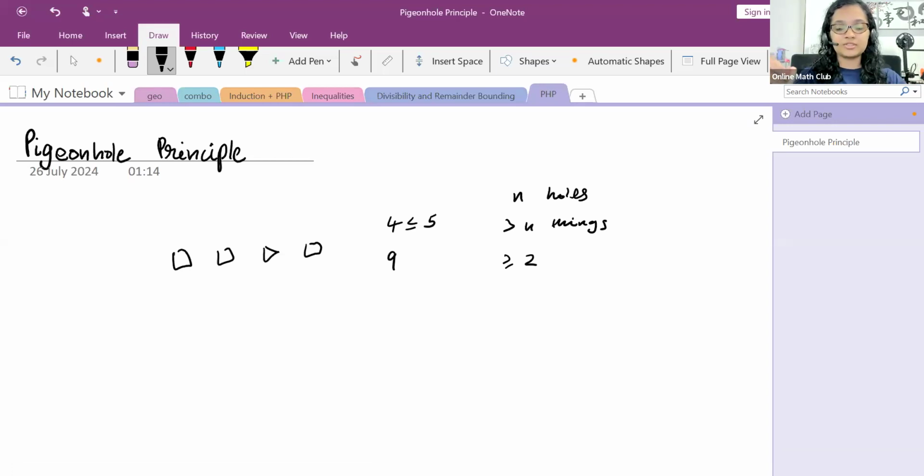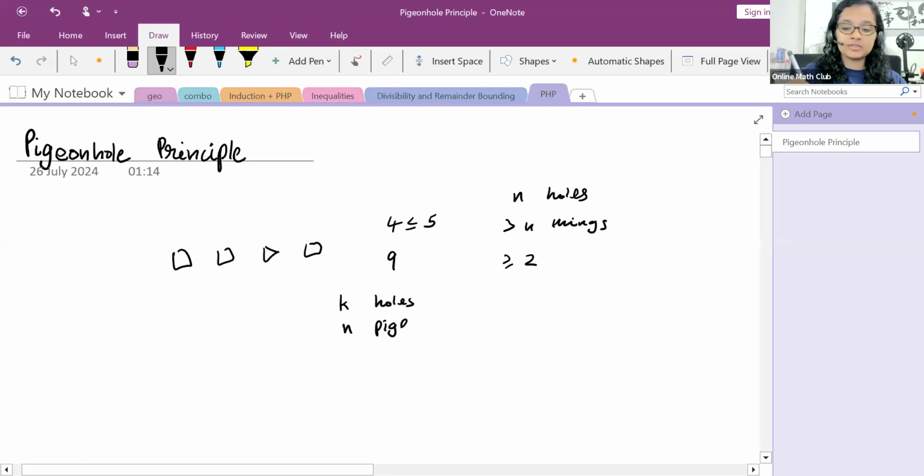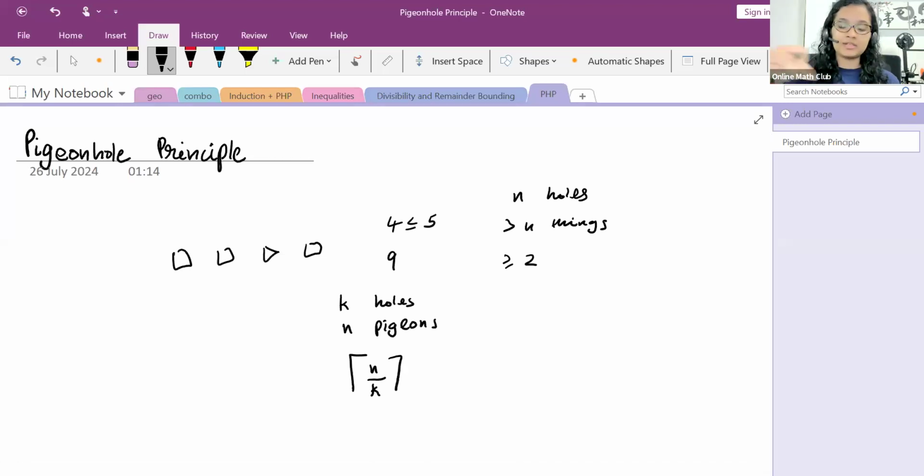The generalized form says that if you have k holes and n pigeons or things, then some hole will have at least the ceiling function of n by k. Intuitively, you can think of it like you're spreading things out as evenly as possible, and you're putting n by k things, then you'll have approximately n by k things in each hole, right? So that's a very intuitive way of looking at it. But we'll also formally prove this.